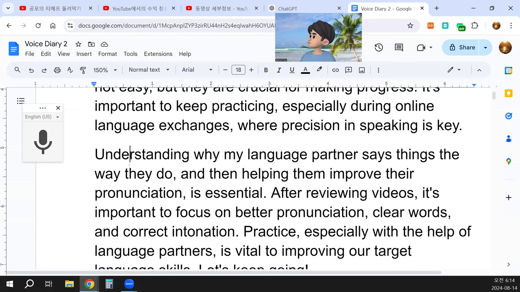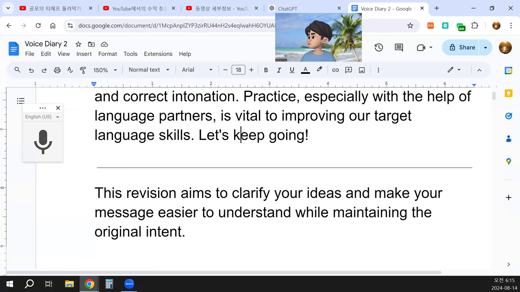Understanding why my language partner says things the way they do, and then helping them improve their pronunciation is essential. After reviewing videos, it's important to focus on better pronunciation, clear words, and correct intonation. Practice, especially with the help of a language partner, is vital to improve our target language skills.